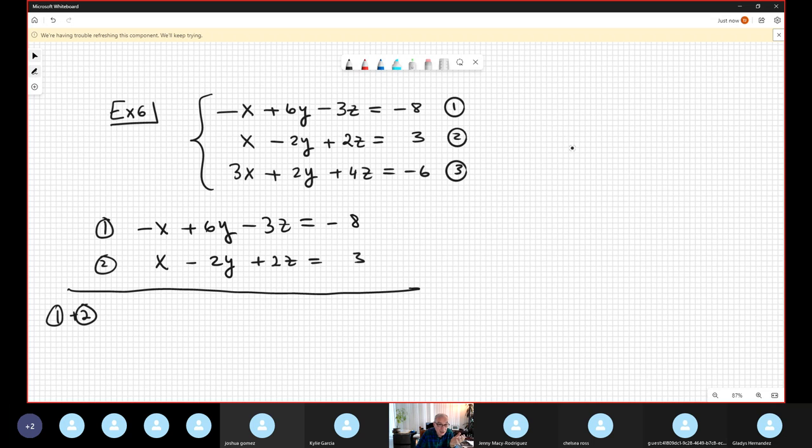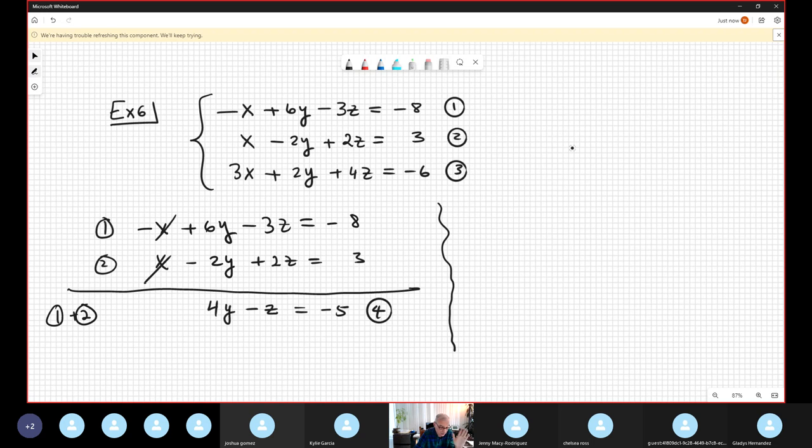Okay, of course, you organize it elegantly by column, and you have no problem. This cancels out, zero. And this is 4y because it's positive 6 minus 2. And this is minus z because it's negative 3 plus 2, no? Equal negative 5. And this is my famous equation 4. At least I eliminated one variable.